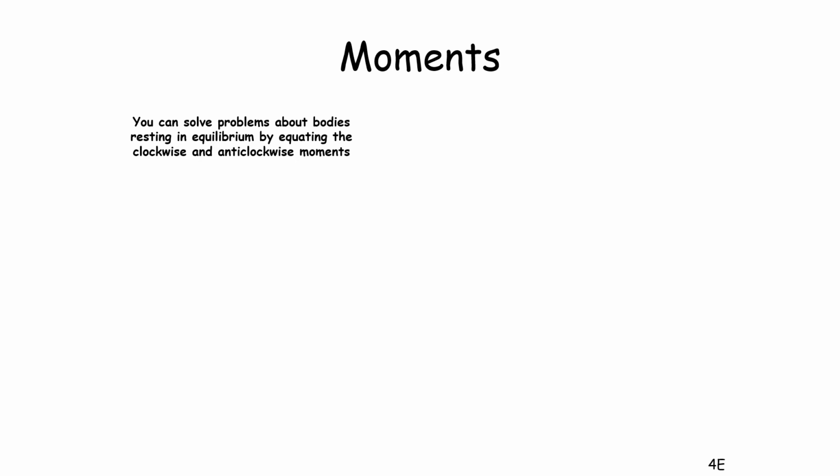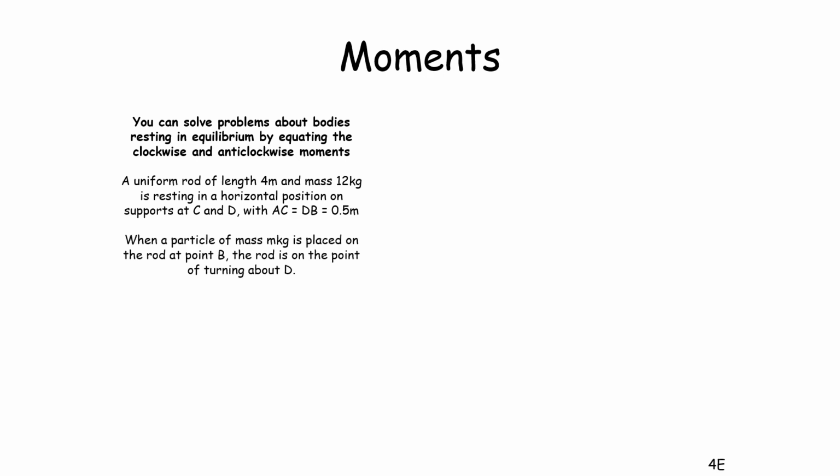Okay, so what we're going to look at now is another question on a uniform rod. So here we have a uniform rod of length 4 meters and mass 12 kg, and it's resting in a horizontal position on supports C and D, where AC and DB are 0.5 meters. So when a particle of mass m kg is placed on the rod at B, the rod is on the point of turning about D. So it's very important here for you to understand what that actually means. And we have to find the value of m.